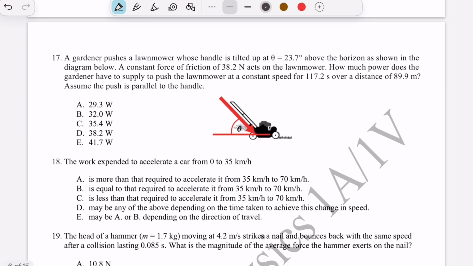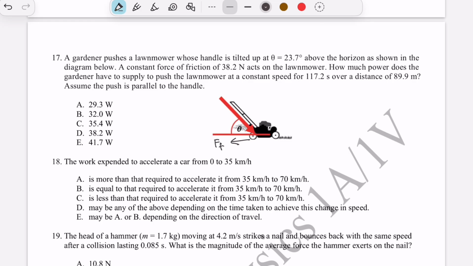Next, a gardener pushes a lawnmower whose handle is tilted up at 23.7 degrees above the horizon. A constant force of friction acts on the lawnmower. So it's this way. And how much power does the gardener have to supply to push the lawnmower at a constant speed for 117.2 seconds?